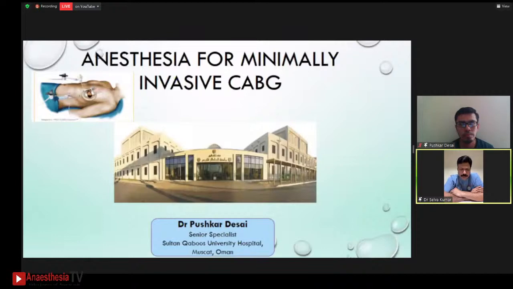Basically, he has completed MD and DM cardiac anesthesia. He's a senior specialist in Sultan Qaboos University, Muscat. And previously was a former assistant professor at KEM Bombay. It's a well-renowned hospital. And for his credit, he has got more than 15 national and international publications. I request Dr. Pushkar to talk about anesthesia management for CABG in minimally invasive cases. Over to Dr. Pushkar. Please take over.